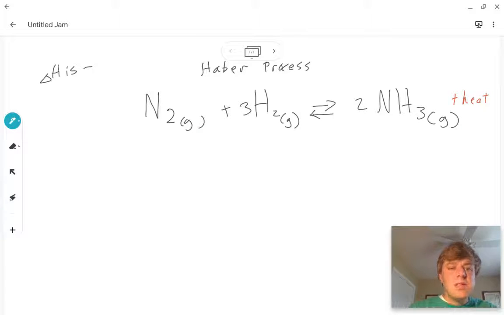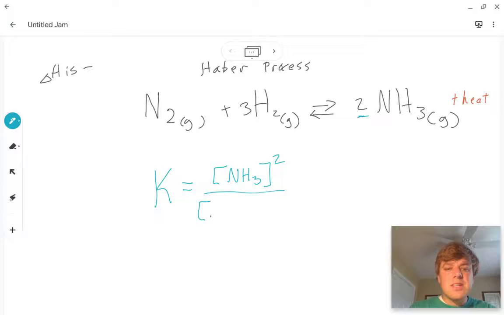If we were going to write an equilibrium expression for this reaction, you would say that K equals the concentration of NH3, which is our product, squared divided by the concentration of N2. Now it just has a coefficient that's understood to be a 1, so we don't write an exponent there. You don't write a 1 when you raise something to the first power. Then times the concentration of hydrogen cubed. So that's our equilibrium expression.